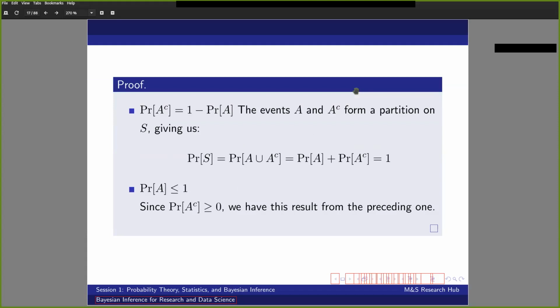Next, we also know that the events A and A complement form a partition of S, so that the probability of their union is equal to the sum of their probabilities, which is just 1. So performing some algebra, we can see that the probability of the complement is equal to 1 minus the probability of A. Now last, the probability of A is less than or equal to 1. Well, we have that the probability of A complement is greater than or equal to 0. So by the previous property, we get the result.